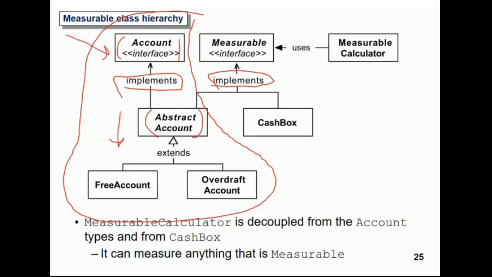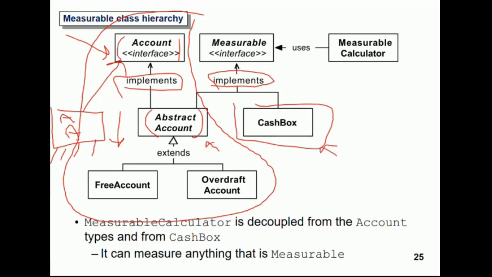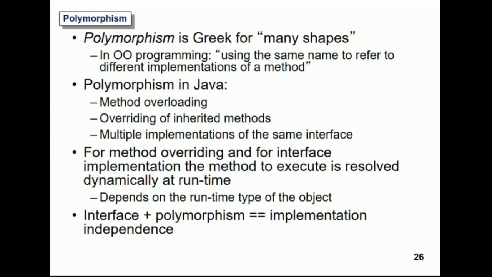Therefore, I can, anytime that I want, create another abstract account, and I can create some other classes below that. So this implements that. And if I don't want it to be measurable, then I won't implement the measurable interface. I've retained that flexibility. So also our cache box implements measurable. Therefore, all of these abstract accounts and all cache boxes acquire the measurable behavior, and you can use it within the measurable calculator.